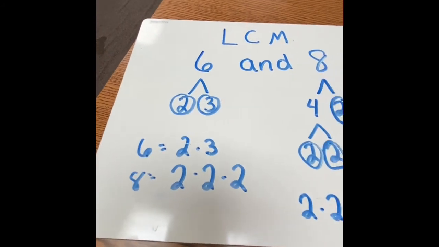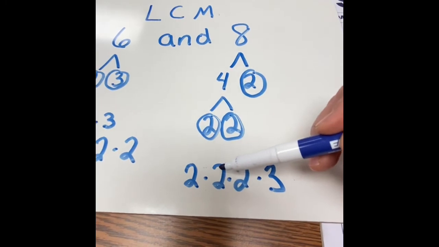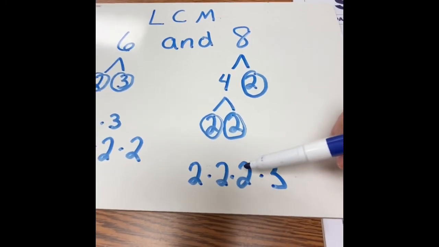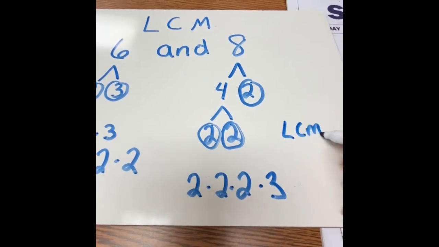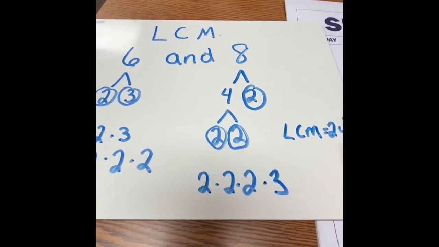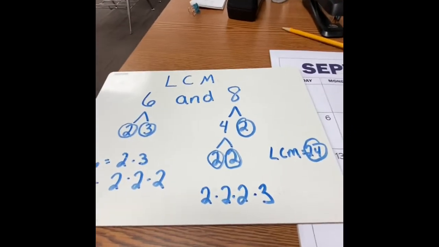So then we're going to come over here. 2 times 2 is 4, times 2 is 8, times 3 is 24. So the least common multiple would be 24. Okay?